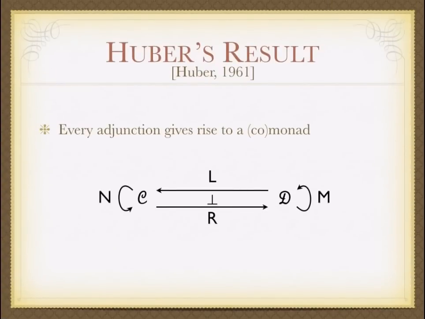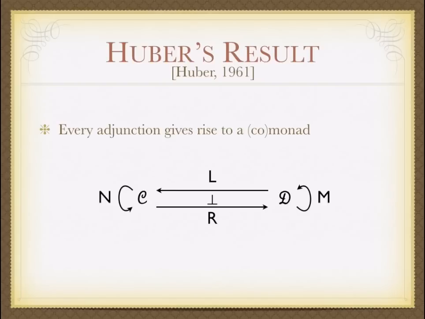Well, to answer that question, we need another lesson in history. In 1961, Huber showed that every adjunction gives rise to both a monad and a comonad. If L and R are left and right adjoint, then starting in the category C on the left, the composition of doing R and then L is a comonad, and starting on the right in the category D, the composition of doing L and then R is a monad.